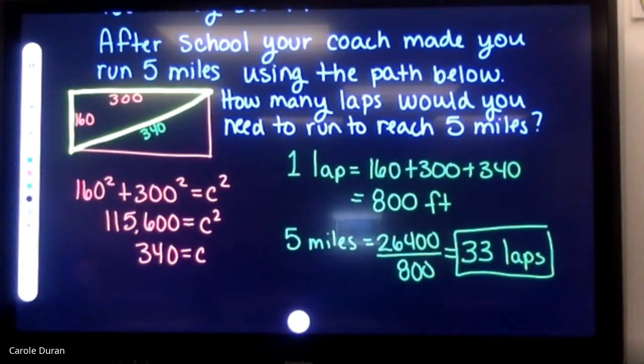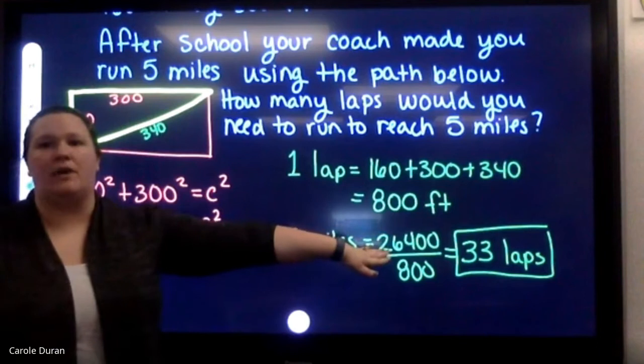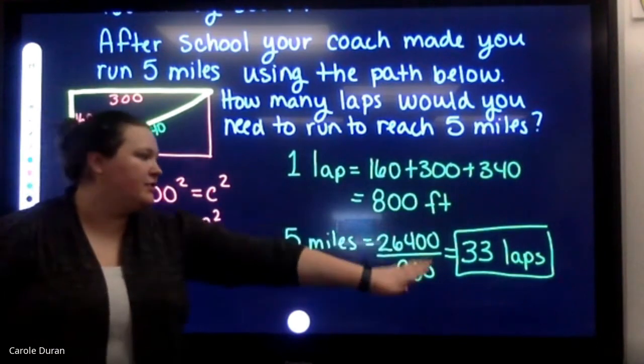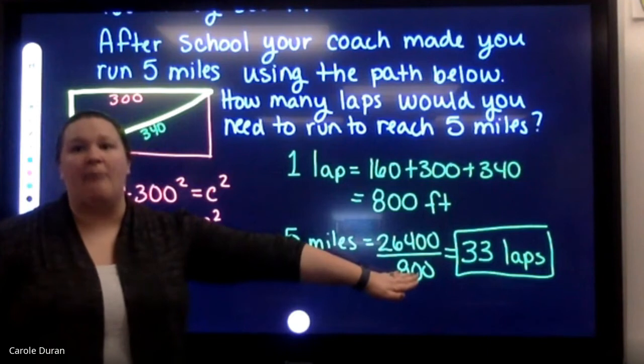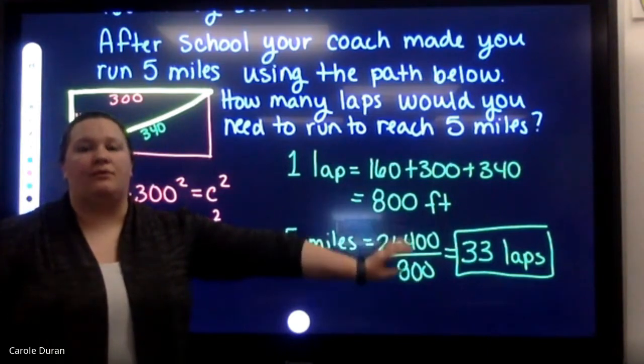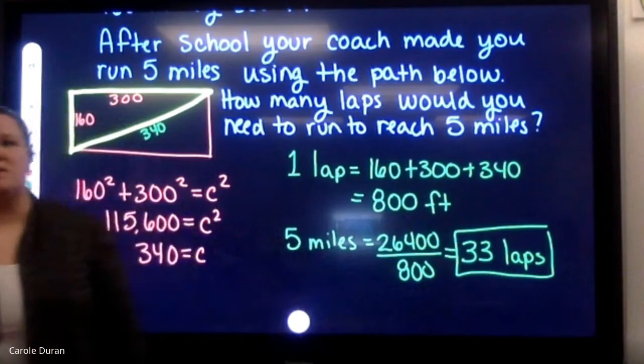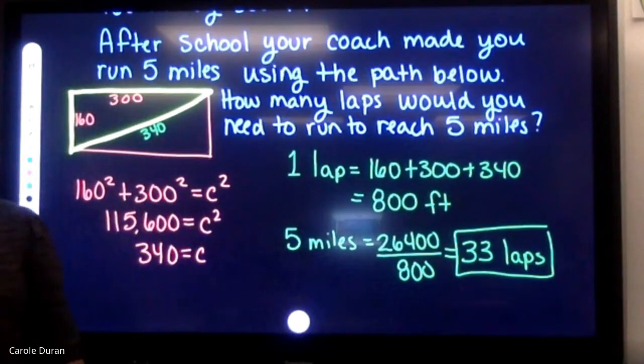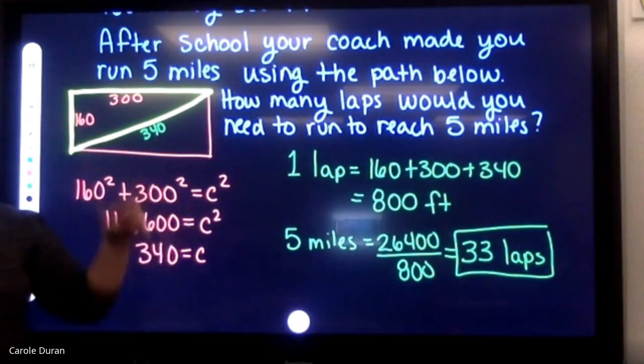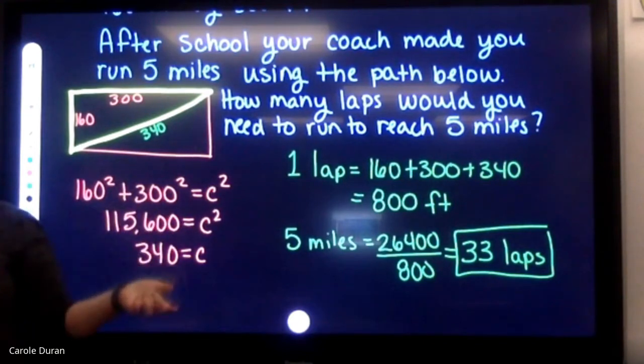How did you go from the 800 to multiplying 5 times the 5,280? We recognize how many feet are in 1 mile, and we just multiplied that number by 5 to get the 26,400. Then we divided 26,400 by the 800 feet in 1 lap to get the number of laps it would take to reach that distance. So the number of feet in 5 miles divided by the number of feet in 1 lap tells me the number of laps that I need.